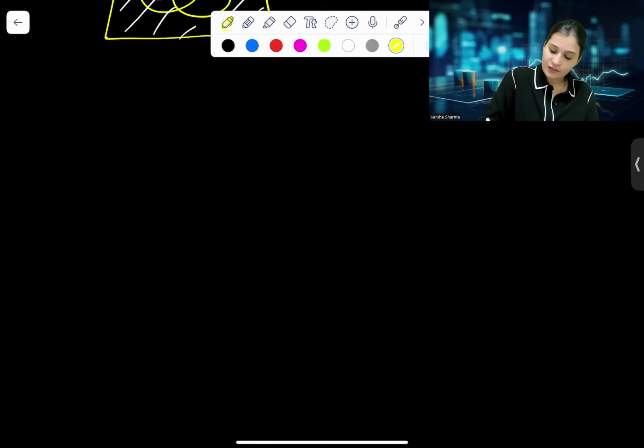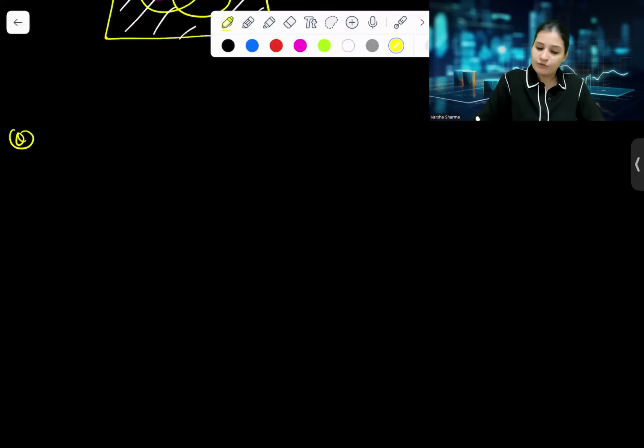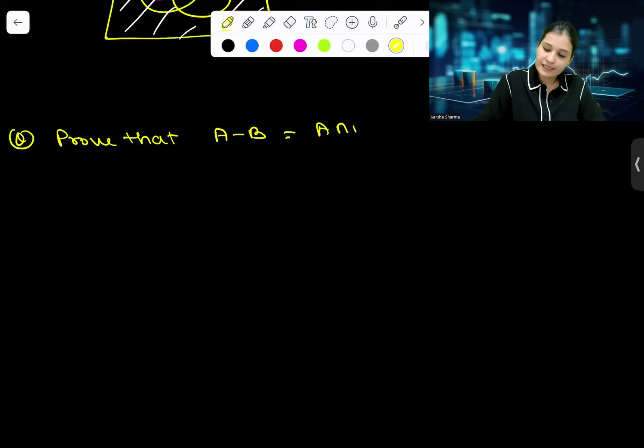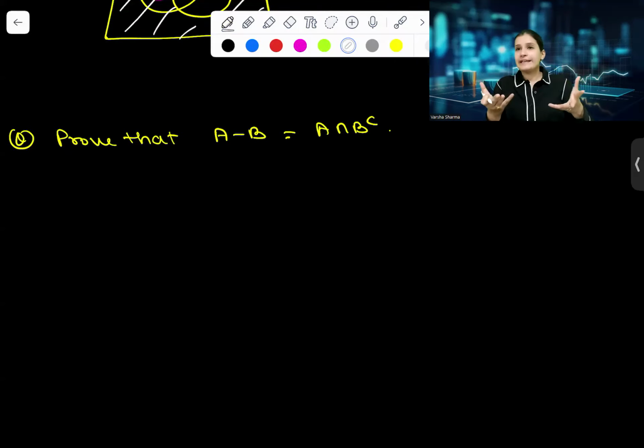Okay. Now we'll talk about certain proofs. We want to prove that A minus B equals A intersection B complement. Sometimes a similar question can also be asked: shade this area. I'll give you an operation and I want you to shade that part. That also can be asked.